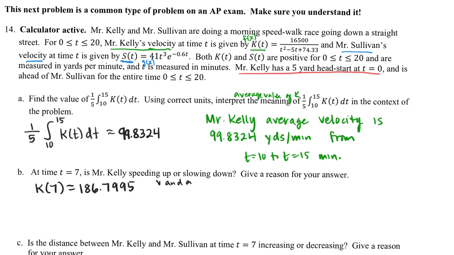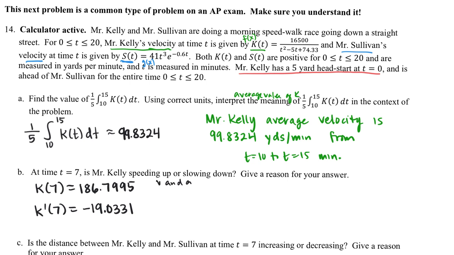Okay, I got K of 7 is 186.7995. And then as I was plugging it in, I remembered that they actually told me K is always positive. So I didn't actually have to plug it in. I could have just said K of 7 is greater than 0. Okay, acceleration is the derivative of velocity. The velocity is K, so I want K prime of 7. This one I am going to plug into my calculator to get the actual value. Okay, I did derivative. I used my save function, and I got negative 19.0331. Okay, so I can see that V and A have opposite signs.